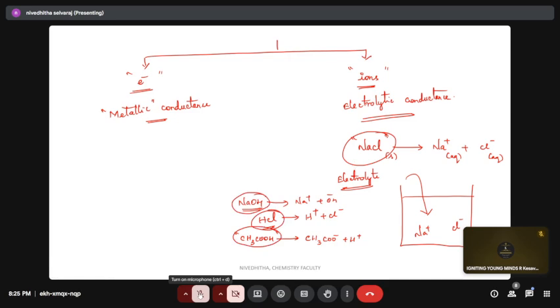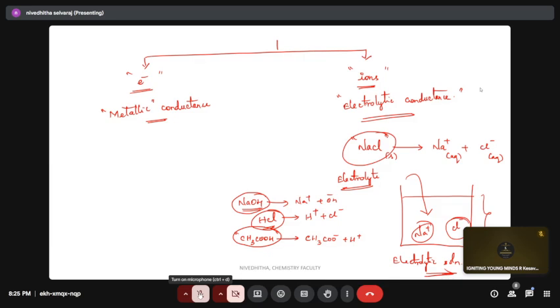And I've used this electrolyte to prepare a solution, which is called an electrolytic solution. These ions are present in this electrolytic solution. That is why it is called electrolytic conductance. You getting my point? So free electrons are present in metals; that is why it is called metallic conductance. And ions are present in the electrolytic solution; that is why it is called electrolytic conductance. Fine. Any doubt?